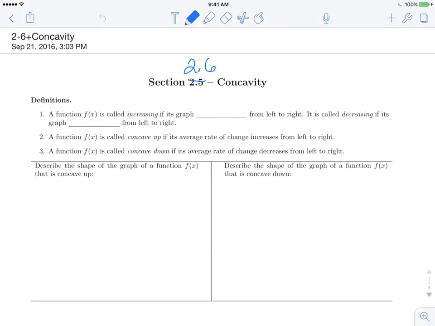All right, the first thing we're going to do here is talk about some basics with concavity and increasing and decreasing functions. So just to start off at the beginning for definitions, a function's increasing if its graph goes up from left to right. It's called decreasing if the graph goes down from left to right.